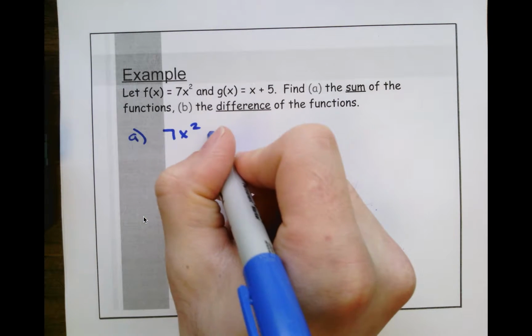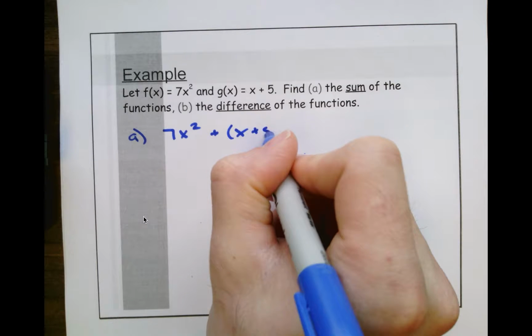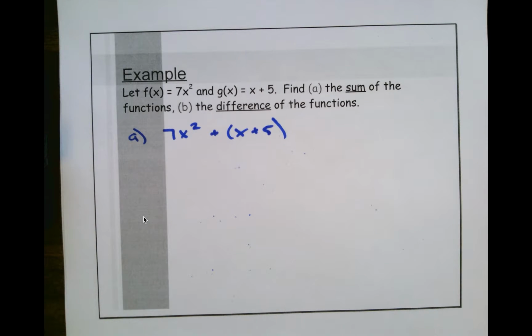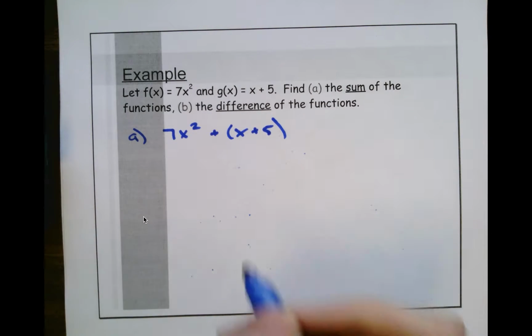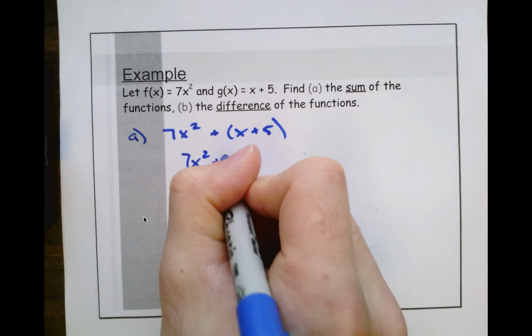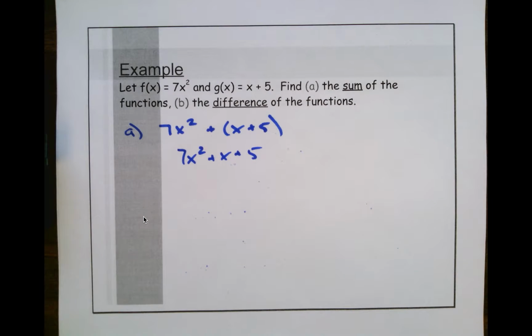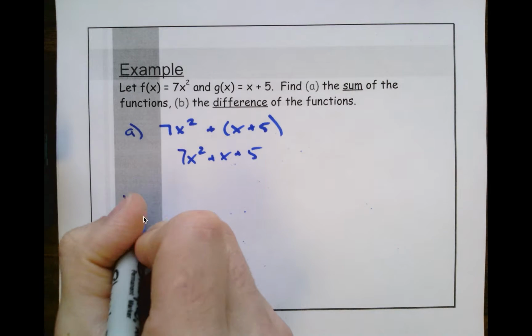I would say 7x squared plus x plus 5. Looking at that, there are no like terms. So with that in mind, we would just write 7x squared plus x plus 5 because there's nothing else I can combine. Nothing at all. And really the same thing when I look at the difference.